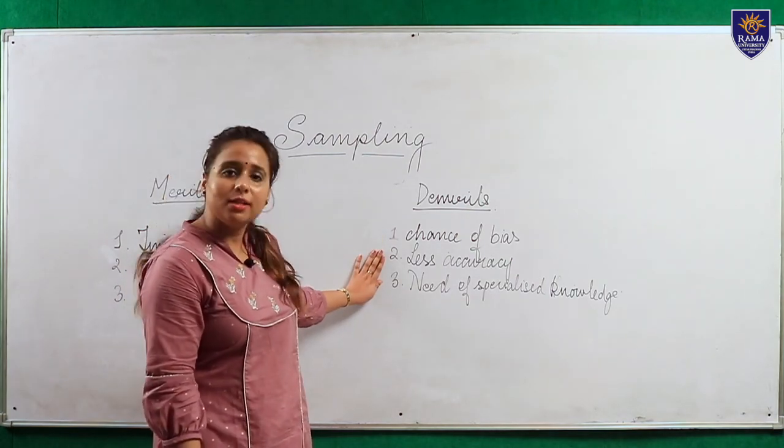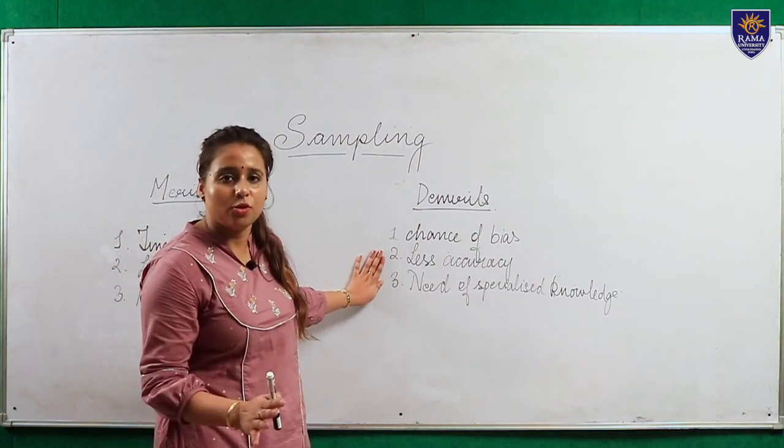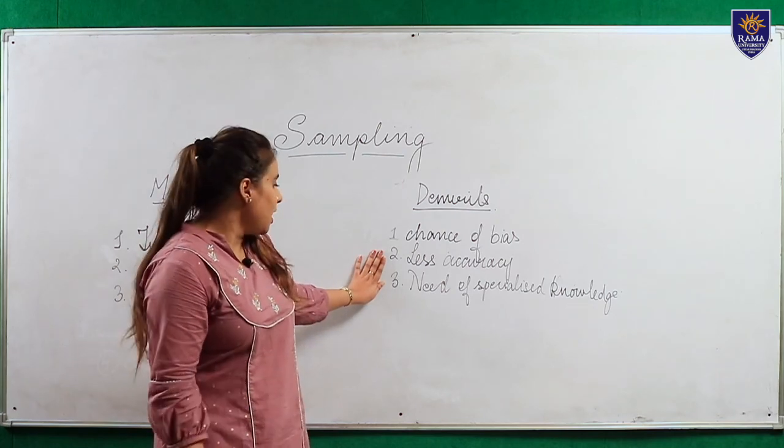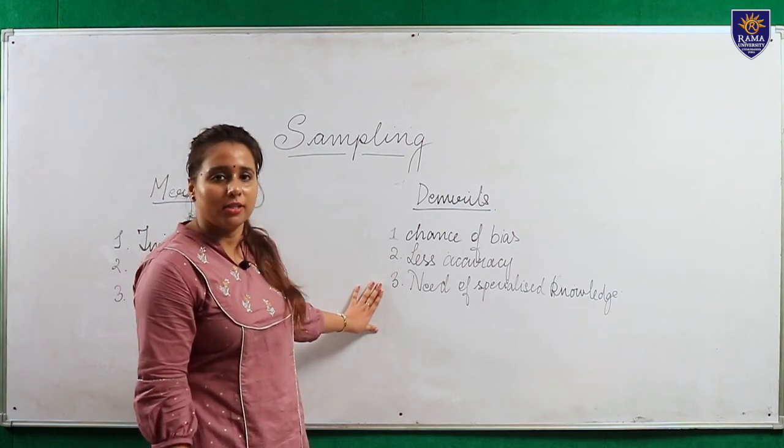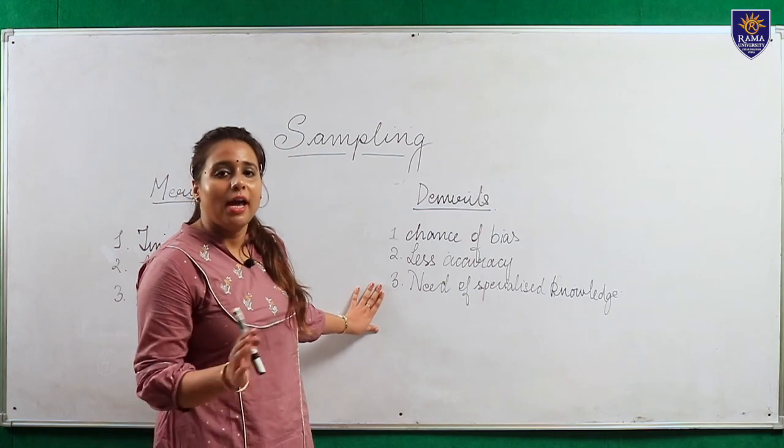The second demerit is less accuracy. If the sample is not true, it becomes less accurate. And the third one is need of specialized knowledge. Sampling cannot be done by any non-trained professional.